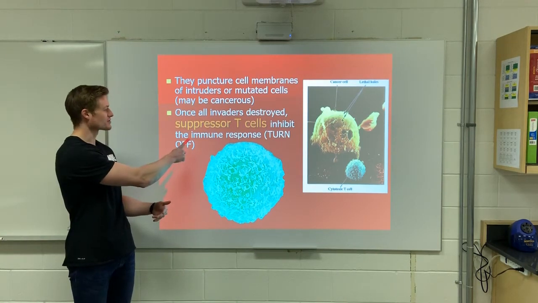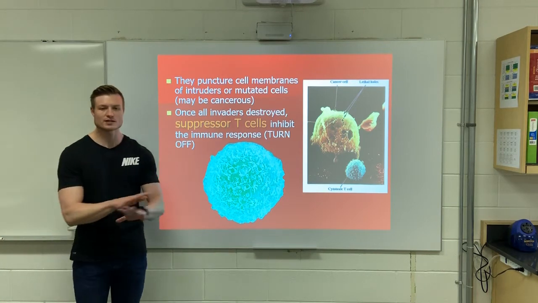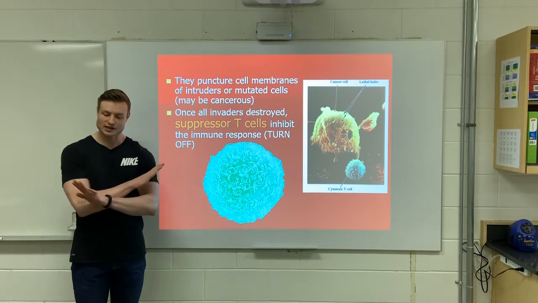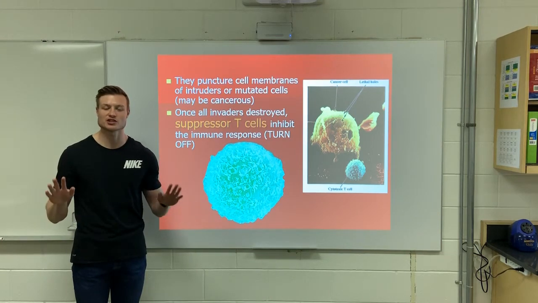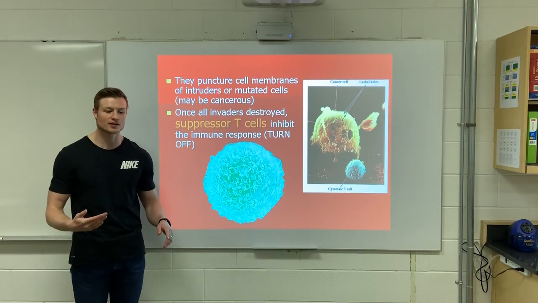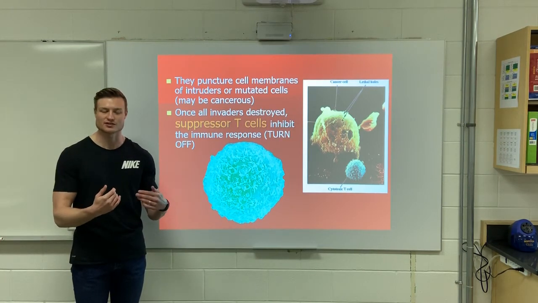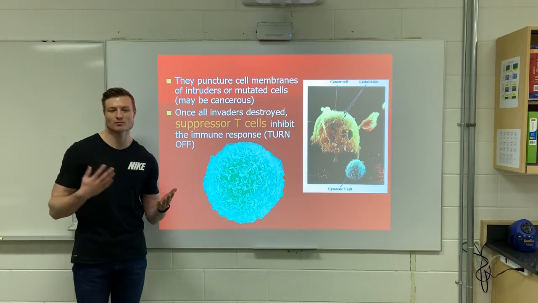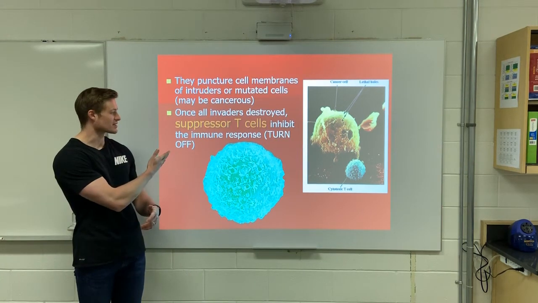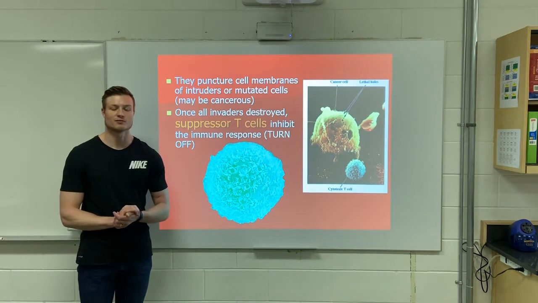Then we have our suppressor T cells. Once the battle is over, they come along and say, all right, we won, we're good, let's turn off the immune response. So they shut it all down. Because you don't want your immune response constantly going, because then you might start attacking good cells, or you might start attacking harmless things, and that's how we get allergies or autoimmune disorders. So the suppressor T cells come in, and they turn off the immune response.